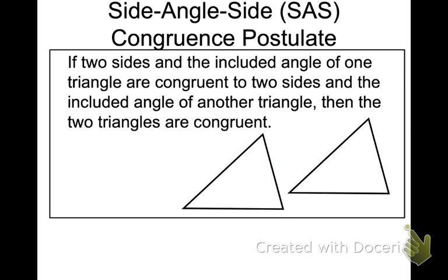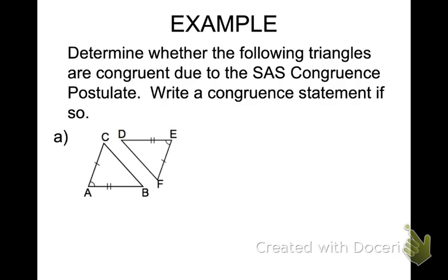Okay, so let's see if we can recognize side, angle, side. Determine whether the following triangles are congruent due to side, angle, side congruence. Write the congruent statement if so. So here, let's go ahead and write it out. I've got a single tick mark on AC, so I'm going to label that S1. I've got a single tick mark on EF, so S1, double tick marks, so S2, S2, and I don't have a triple tick mark, so I only have two sides. I have a single arc on this angle and a single arc on this angle, so A1, A1.